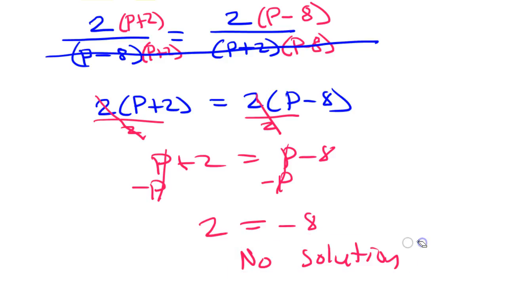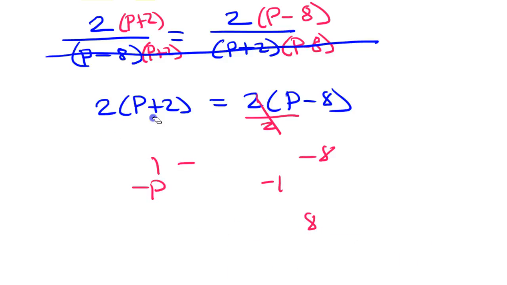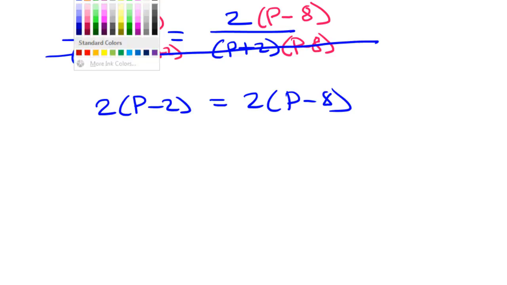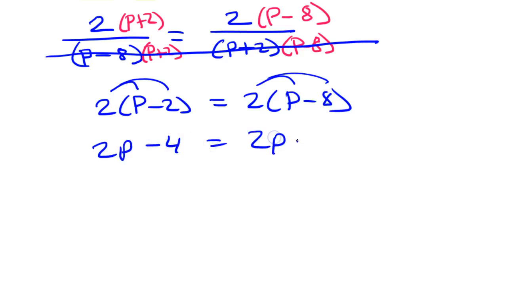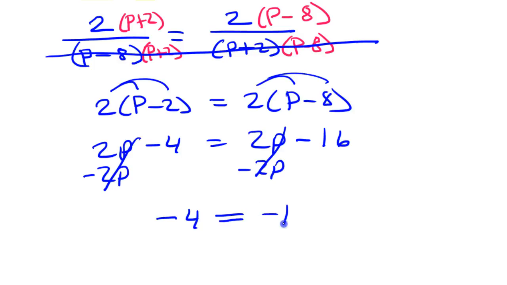Okay, now I'm going to actually go back because I have a feeling many of you wouldn't have thought to divide the 2's away. So I'm going to go ahead and do what you probably would have done and distribute. So then you would have had 2p minus 4 is equal to 2p minus 16. And then you would have subtracted 2p from both sides, hopefully, to get those p's together. But again, all the p's cancel out. So that would give you negative 4 is equal to negative 16.